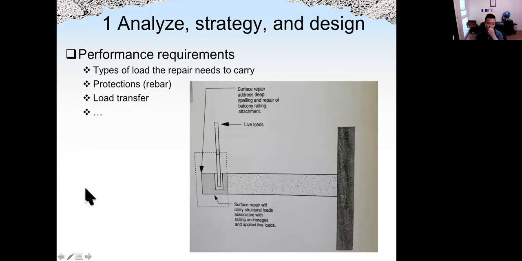Performance requirements. We also need to study the type of load the repair needs to carry. For example, this is surface repair, trying to address deep spalling, and repair of a balcony railing attachment. So we have a live load acting on the rail. The surface repair needs to carry the structure load, for example, from the live load, and also transfer the load to the existing structure. And also we need to think about how to protect the rebar from further corrosion after repairing existing corrosion, if there's any, and the load transfer.